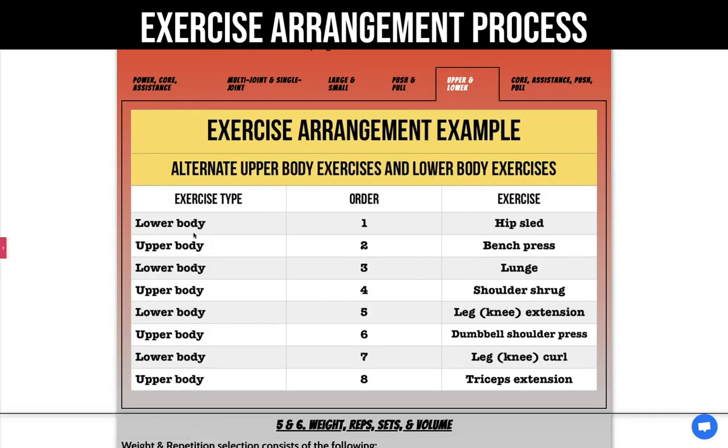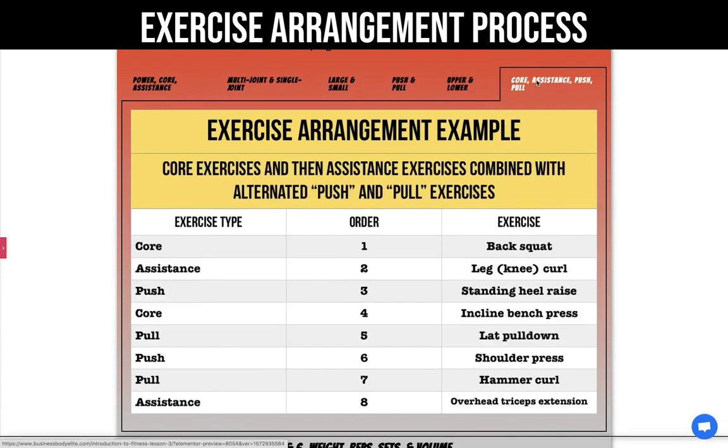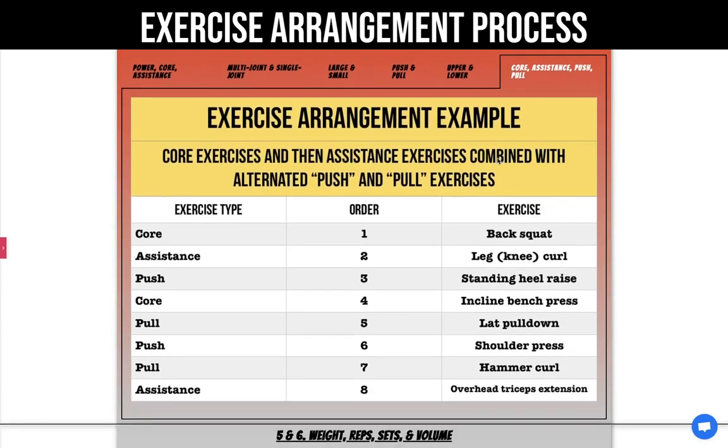So as we have here, lower body, upper body, these are just different ways that you can arrange your exercises in your program. If you do decide to create your own program and give it a go, this is all you need to know really as far as how to arrange the exercises. So remember, do the power, explosive, multi-joint, larger muscle group first before doing the single assistant exercises.